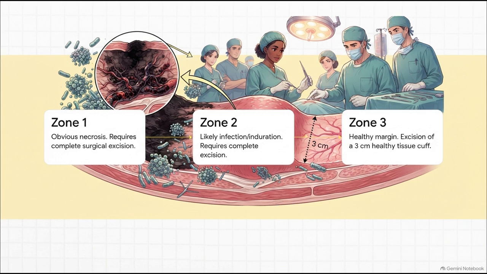Finally, Zone 3 is the healthy margin. Because these bacteria spread microscopically along the fascial planes way faster than the naked eye can track, standard practice is to excise a 3-centimeter cuff of normal healthy tissue, just to ensure you've outpaced the infection.